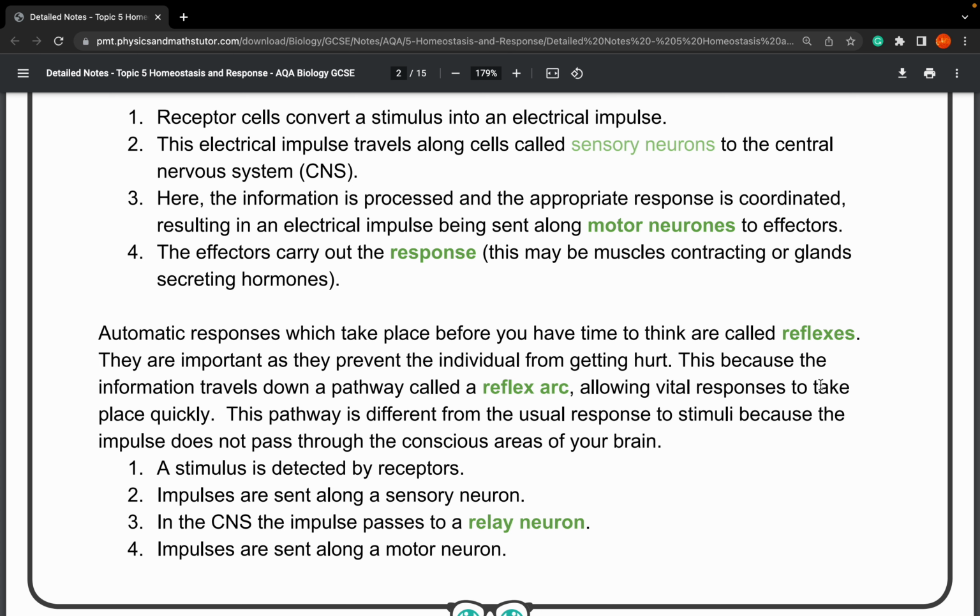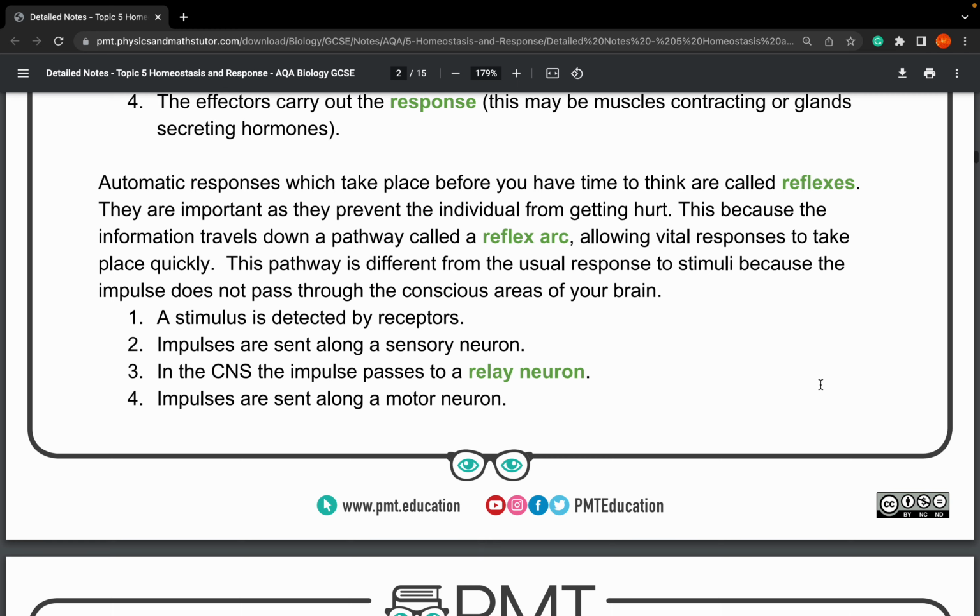So how does it work? There is a receptor cell which receives a stimulus. It takes it by electric impulse along a sensory neuron into the brain, and in the brain it produces electric impulses which are taken by a motor neuron to the effector cells. Examples of effector cells are muscles and glands secreting hormone.